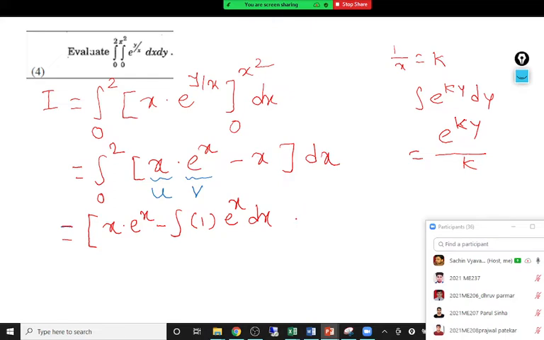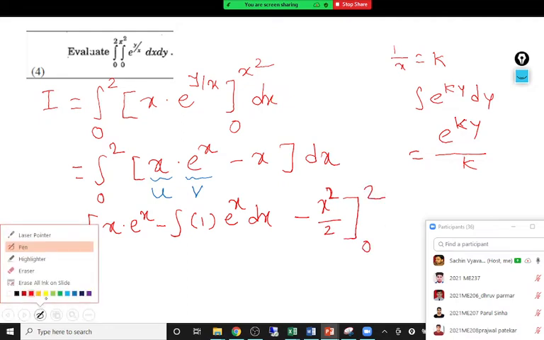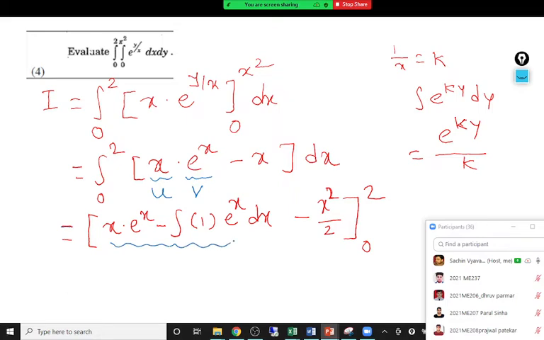And what about this integration of remaining x? What should be the integration of that x? X square by 2. One of the simple terms. 0 to 2 limit as it is, and you will observe this is where we use by parts. First function x, integral of second, minus integration of derivative of first into integral of second. But that integration is not completed, so I will do one more step. X e raised to x minus e raised to x minus x square by 2, and 0 to 2 is the limit.